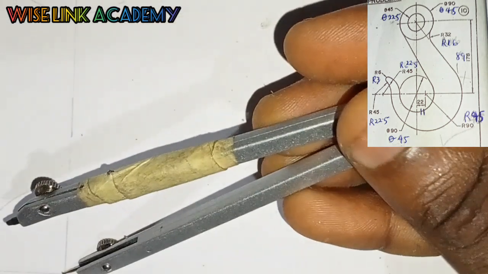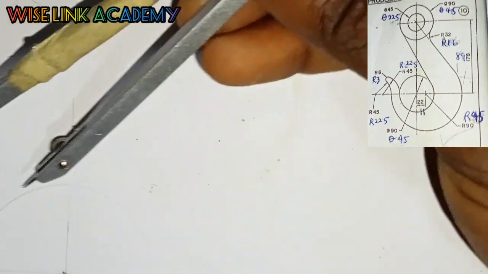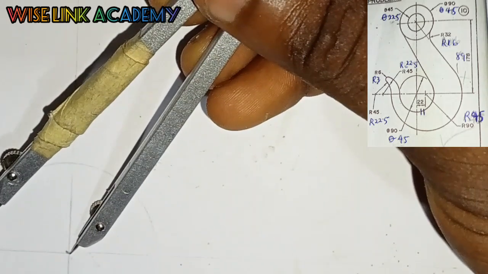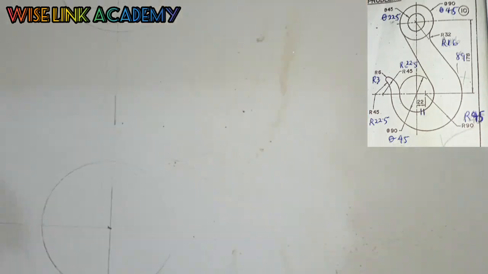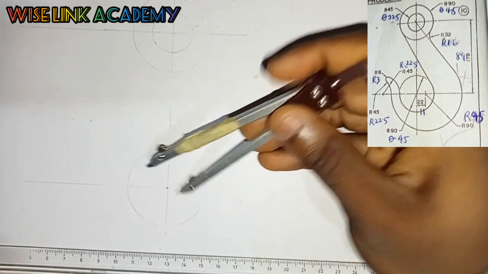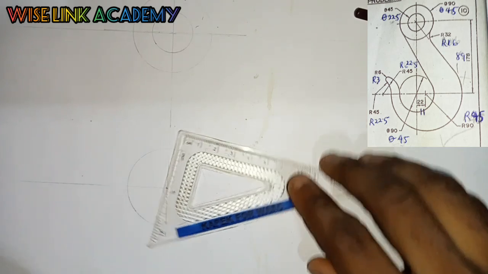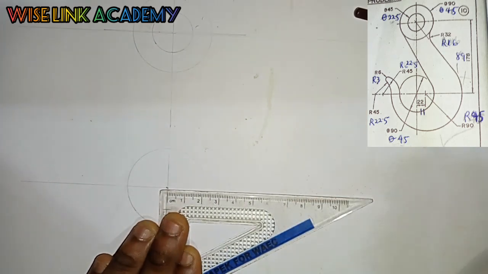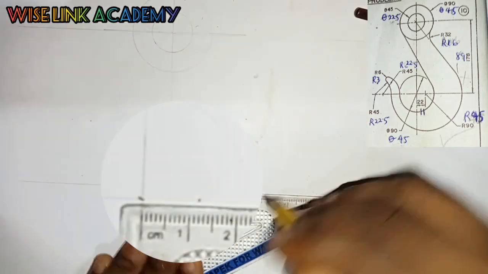This center point here is this one here. We measure what? 11. We measure 11. So from this center point here, let me show you this one here. This center point here, you measure 11. That is from here to here. This is my point 11, isn't it?